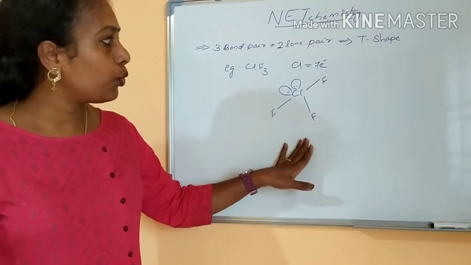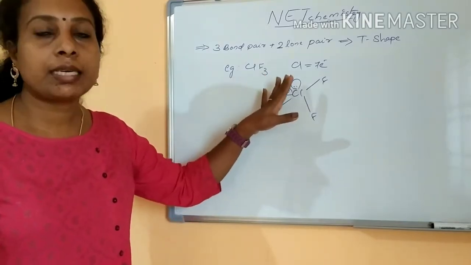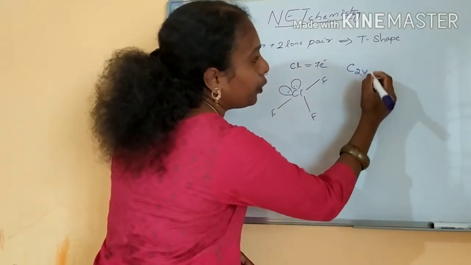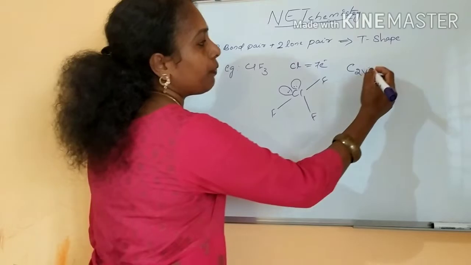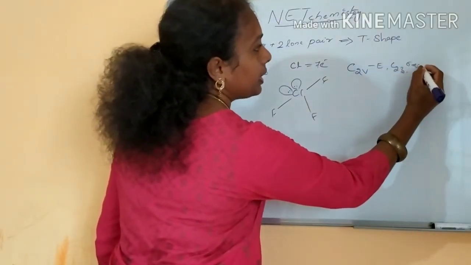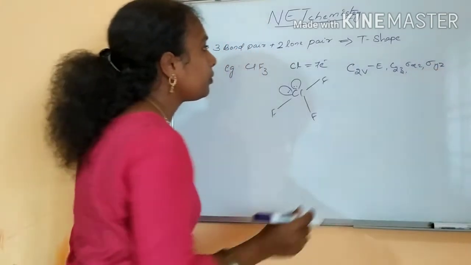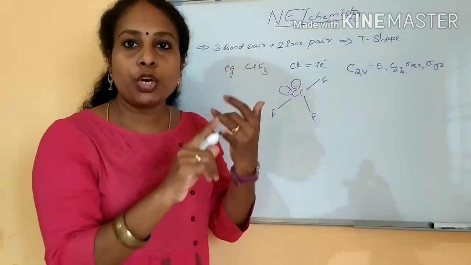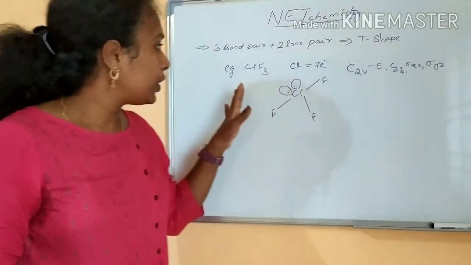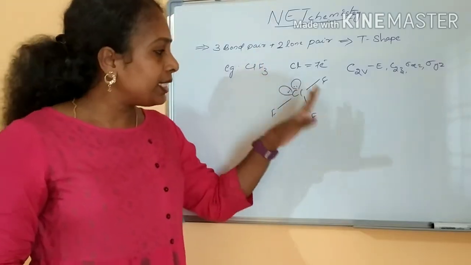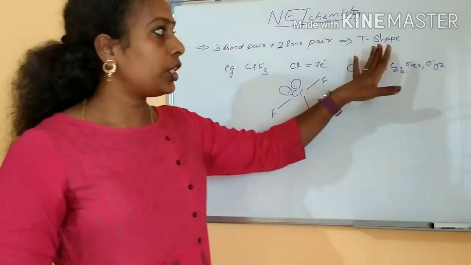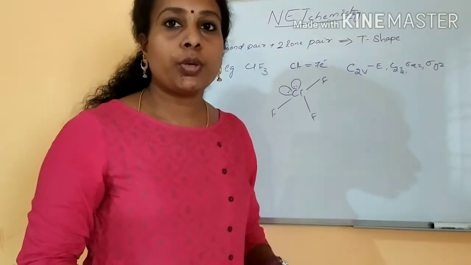This is the shape of the molecule, a T-shaped molecule. ClF3 is the example I have written, and it belongs to the C2V point group. You know the symmetry operations of the C2V point group: E, C2Z, sigma XZ and sigma YZ. So 3 bond pair plus 1 lone pair is pyramidal, but 3 bond pair plus 2 lone pair, the molecule will be T shaped. Not only ClF3, whichever has 3 bond pairs and 2 lone pairs belongs to the T shape and the C2V point group.